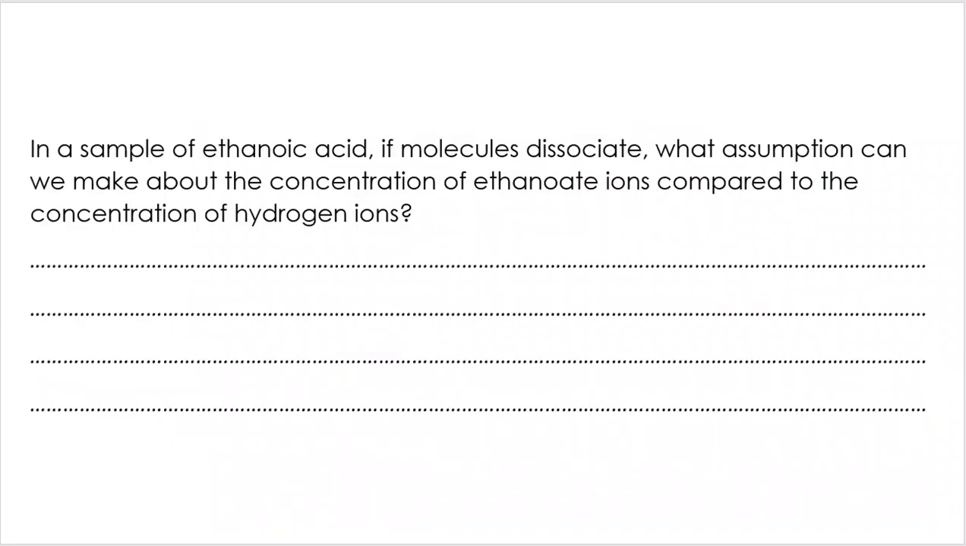So let's now start to build up towards the calculation. In a sample of ethanoic acid, if molecules dissociate, what assumption could we make about the concentration of the ethanoate ions that we get and the hydrogen ions that we get?